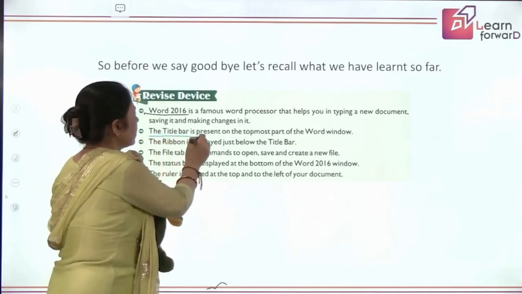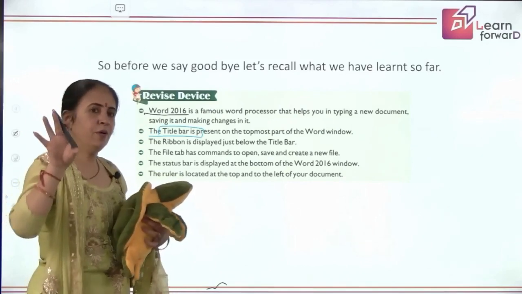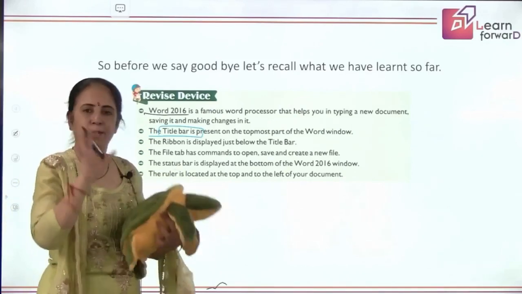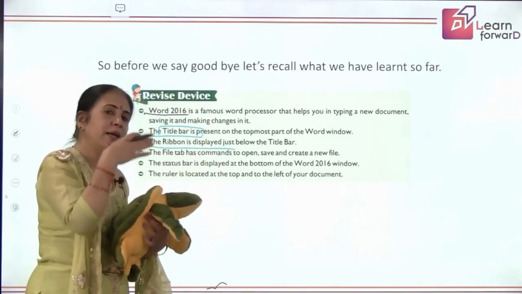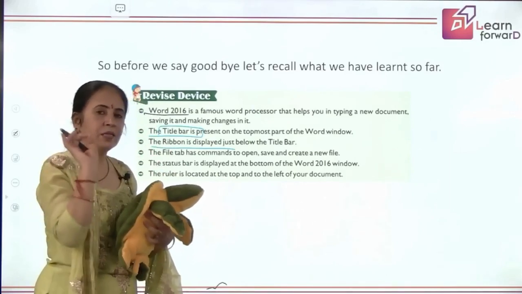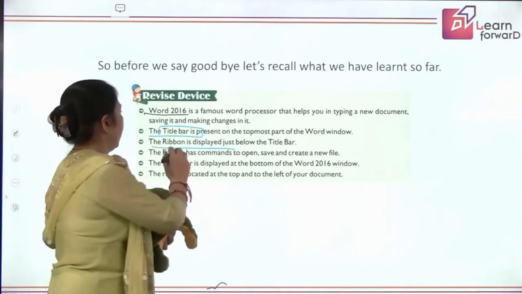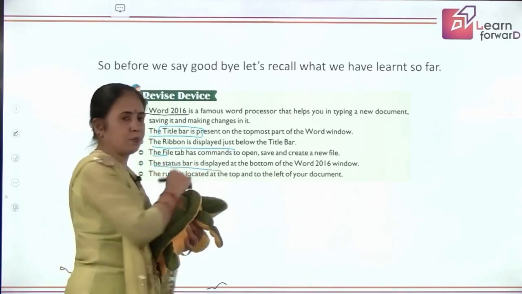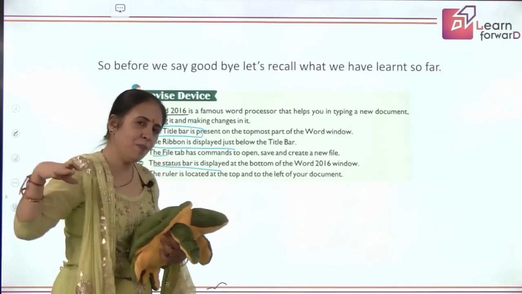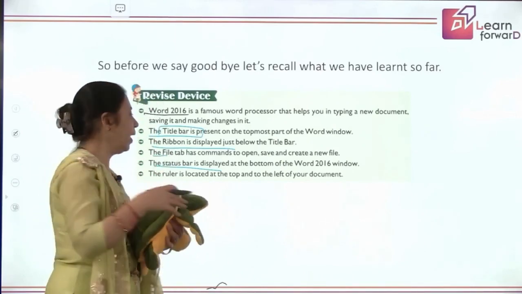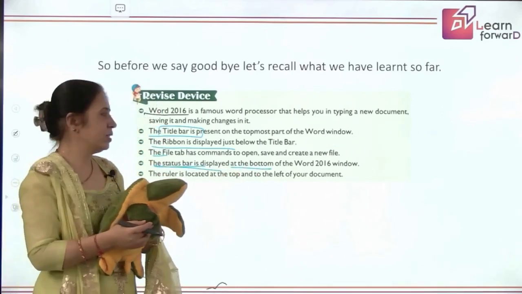And there exists a title bar which exists on the topmost part of your Word window, where you put the name, whatever file name you give, that exists there. And then there is a ribbon. Just below the title bar exists a ribbon, and ribbon contains so many commands which you can quickly access. And after this, we have a status bar. Where is the status bar? Yes, it exists at the bottom of your window. Okay, so status bar always exists at the bottom of your Word 2016 window.